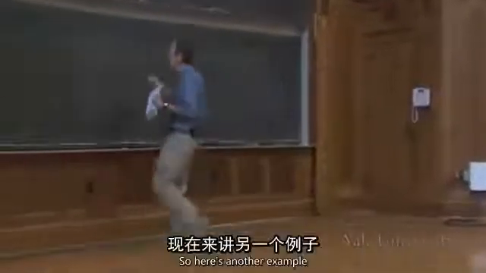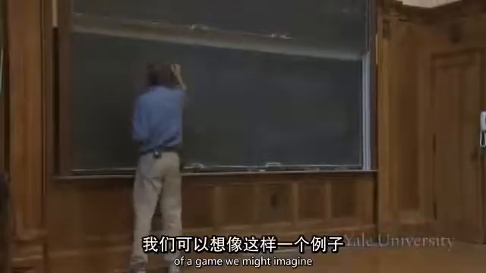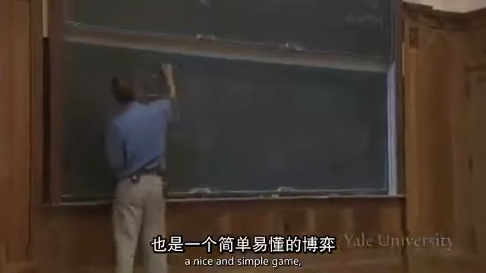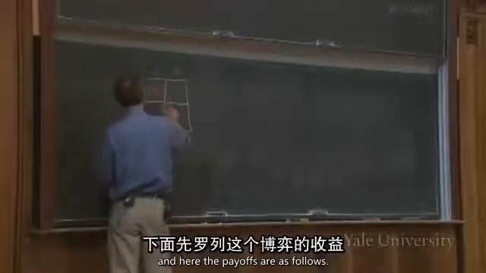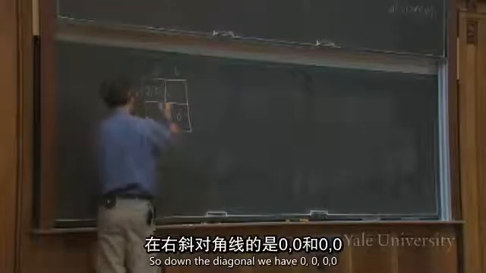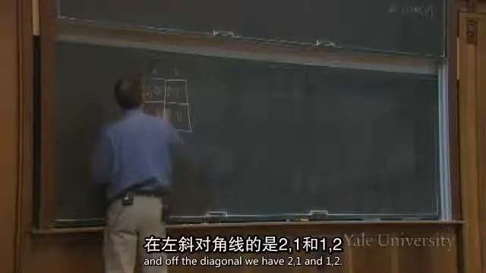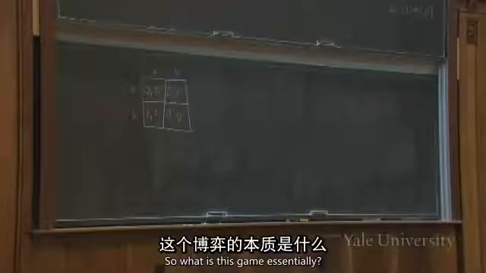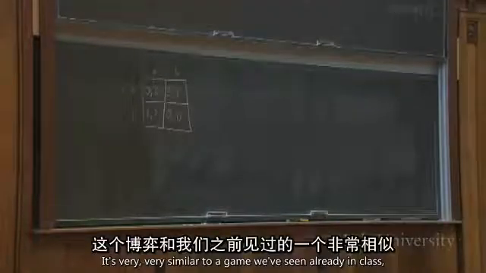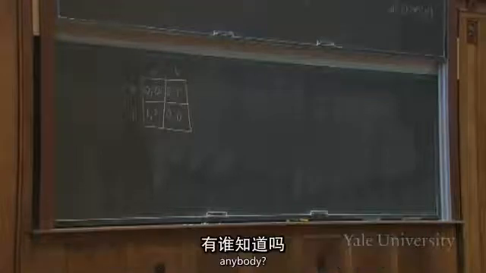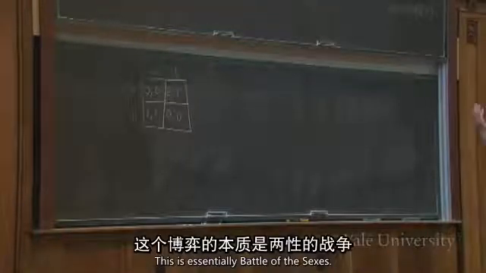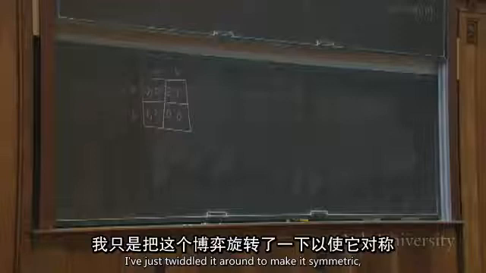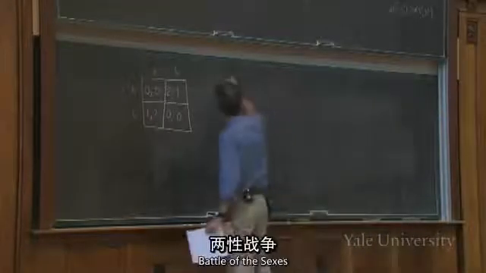So here's another example of a game we might imagine. Once again, it's a 2x2 game, nice and simple. Here the payoffs are as follows. Down the diagonal, we have 0, 0, 0, 0, and off the diagonal, we have 2, 1 and 1, 2. So what is this game, essentially? It's very similar to a game we've seen already in class. Anybody? This is essentially Battle of the Sexes. I've taken the Battle of the Sexes game, the dating game, and I've just twiddled it around to make it symmetric. So this is a symmetric version of Battle of the Sexes.